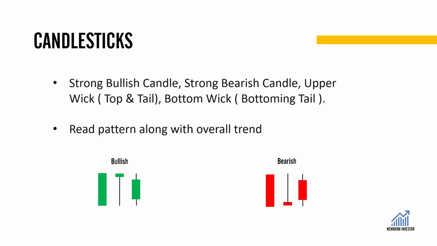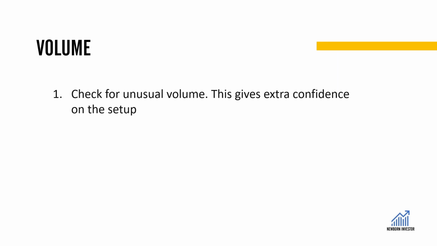And now one more element apart from candlesticks is the volume. If you have unusual volume, this gives extra confidence on the setup. So for example, if you're having a breakdown or a breakout, and the breakout or breakdown happens with unusual volume, that would mean that the breakout or breakdown is more real and you can go into that setup with more confidence. So you have to read candlestick patterns along with volume to give you more confidence on the setups that we discussed. So that pretty much sums up my strategy in detail.